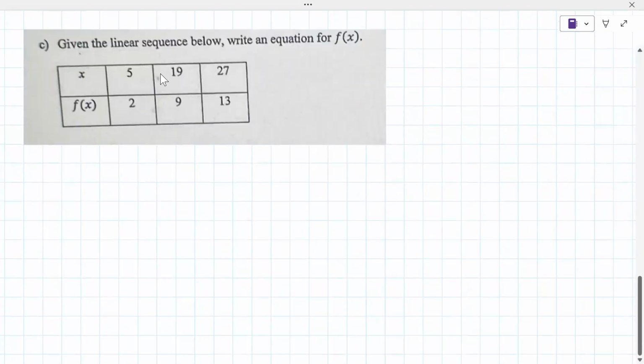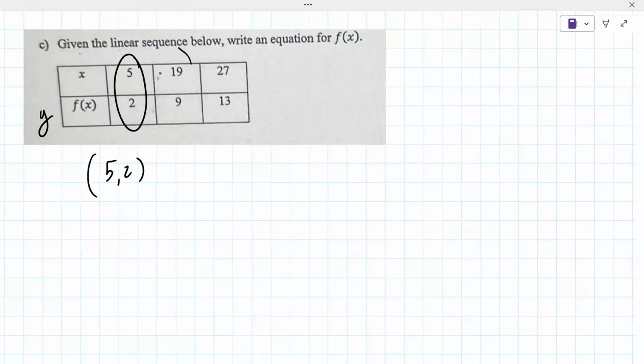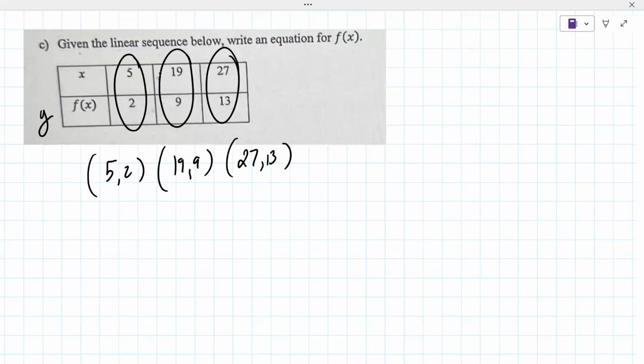So when we did this earlier in the semester, just to write an equation for this, this second row is really y. So these are ordered pairs. This is like 5, 2. This one is 19, 9, 27, 13, like that. Is that okay? Yeah. Clear?